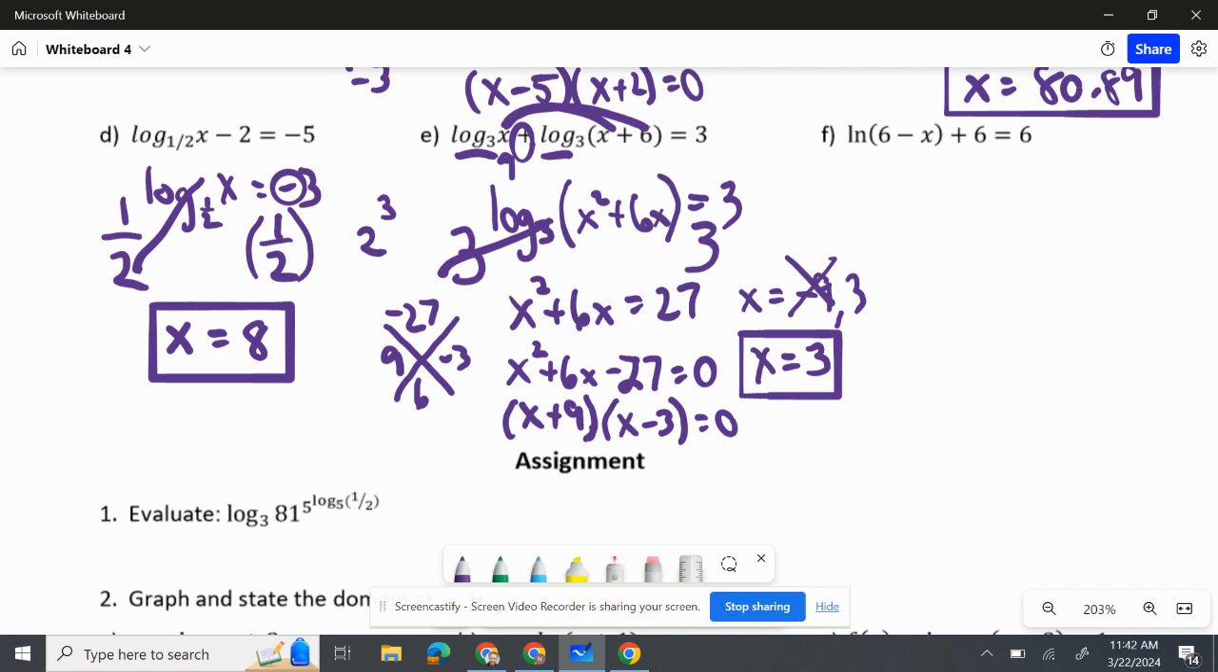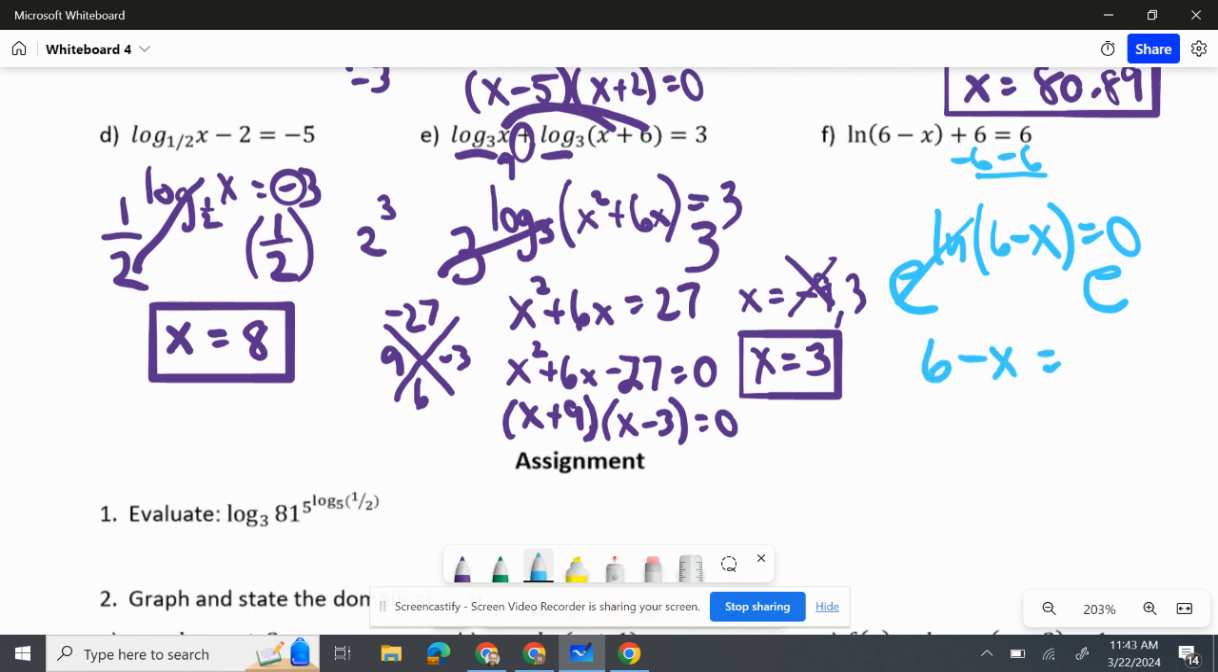For the last one, we see natural log. Once again, our goal is to get the log by itself. So we're going to subtract the 6, and we get natural log of 6 minus x is equal to 0. Natural log is log base e, so natural log and e cancel, and we get 6 minus x is equal to e to the 0, which we know is 1, because anything to the 0 power is 1. We subtract the 6. Negative x equals negative 5, so x is equal to 5.